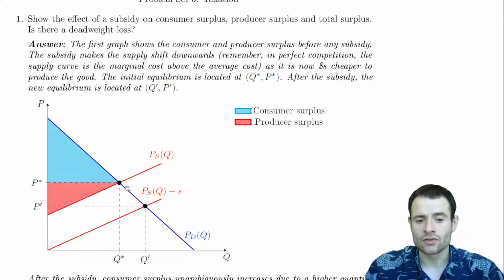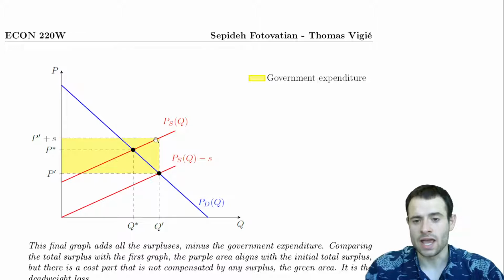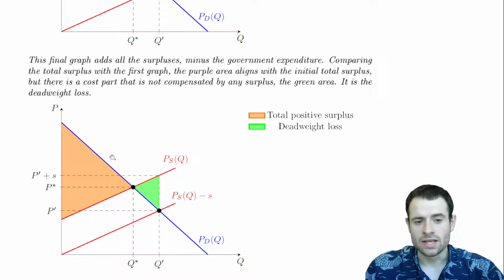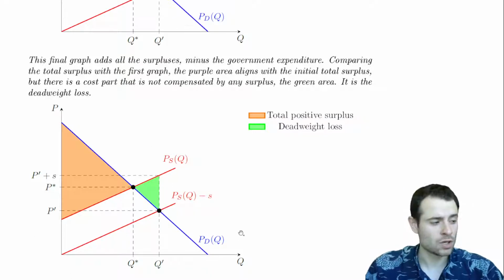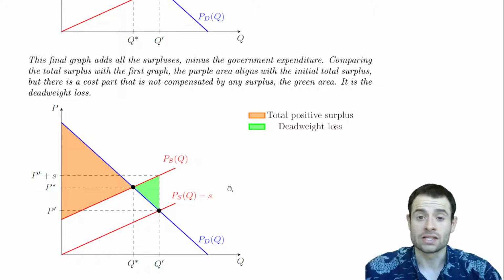However, we now have to take into account this yellow area, which is a negative surplus. So the final total surplus will be the orange area minus the green area. The green area will then be a deadweight loss, the difference between total surplus with the subsidy and total surplus without a subsidy.